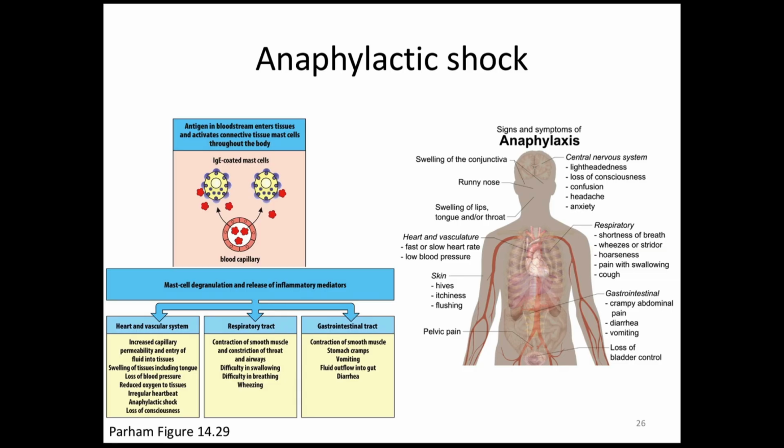So they start to impact the GI tract with contraction of smooth muscle, stomach cramps, all of that stuff. They also hit the respiratory tract. They also hit the vasculature generally throughout the body. And so we see all of this constriction of throat and airways, difficulty swallowing, breathing, wheezing, stomach cramps, vomiting, diarrhea, as well as swelling and loss of blood pressure and irregular heartbeat and all of those things. This is a very severe response.